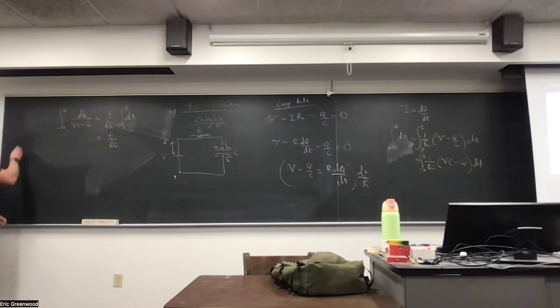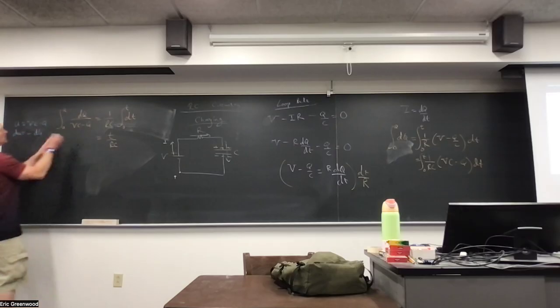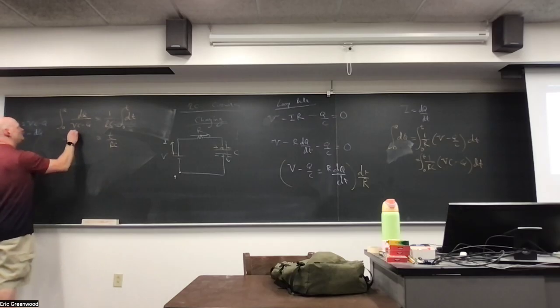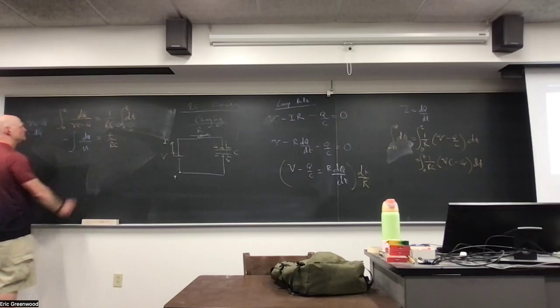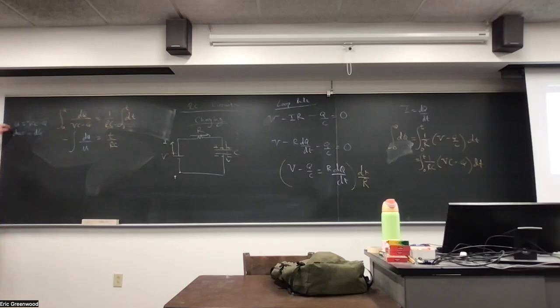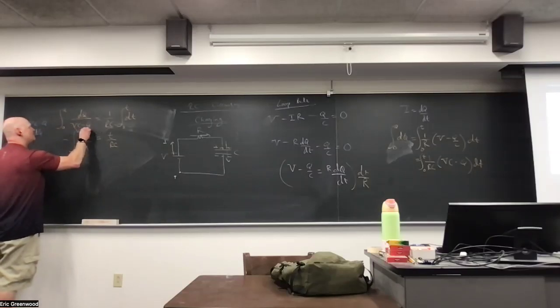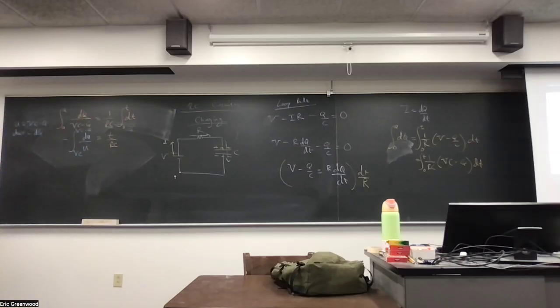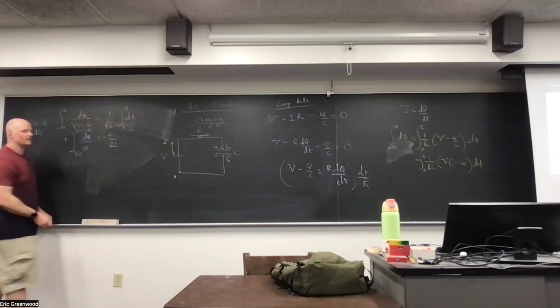For this side over here, I'm going to use a u substitution. So u I'm going to call VC minus q, which means that du is the same thing as minus dq. Okay? So my left-hand side then is going to be minus the integral of du over u. And now I need my bounds of integration. So at q equal to 0, this is now just simply VC. And then at q, I'm going to get VC minus q. So my bounds of integration go from VC to VC minus q. Okay?